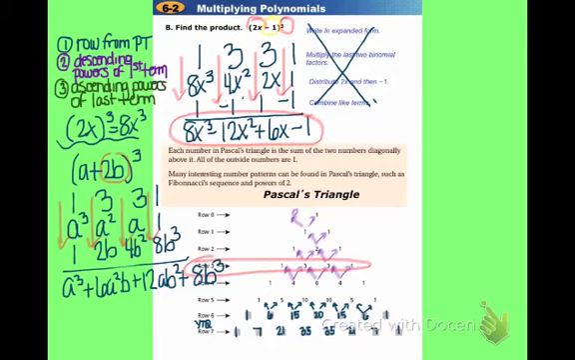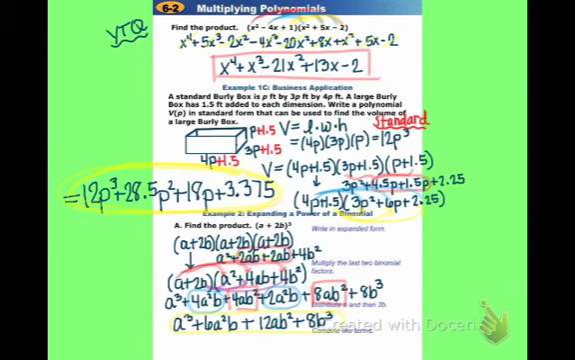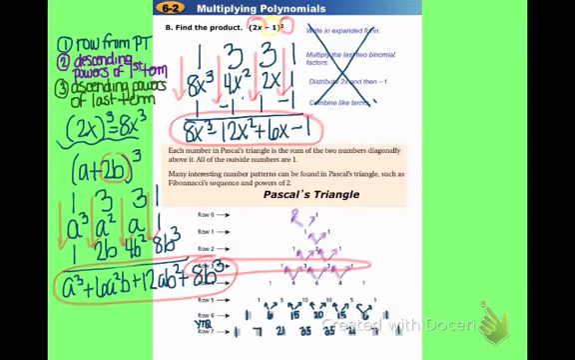So let's take a look back. I'm going to circle that. Look what we've got: a to the third plus 6a squared b plus 12ab squared plus 8b cubed. If we turn back to the prior page, let's see if we get the same thing. And sure enough, there it is: a cubed plus 6a squared b plus 12ab squared plus 8b cubed. Same thing. Here's the work using FOIL and the distributive property, and here's the work using our little table.